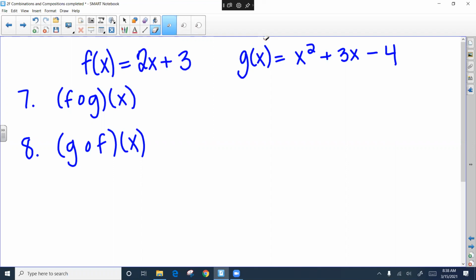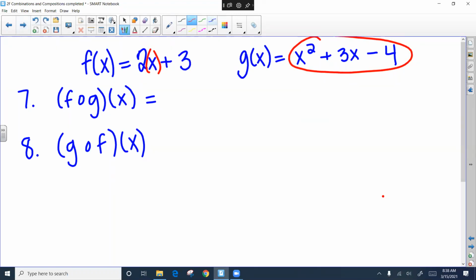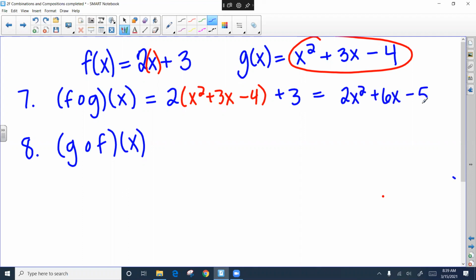Okay. So I think I came around and tried to help everyone. So let's check over these. Number 7, f of g of x. This was plugging g of x into function f. So it looked like this: 2 times x squared plus 3x minus 4, plus 3. That was easy algebra. We just had to distribute and then add the 3. So on this one, we should have got 2x squared plus 6x minus 5.